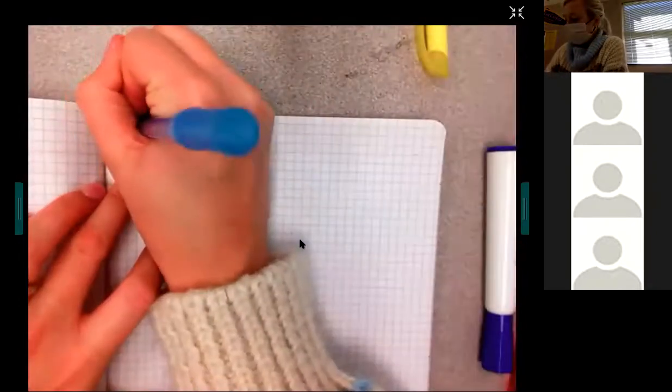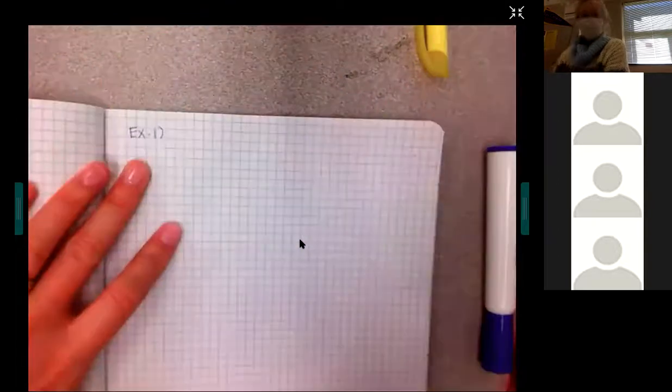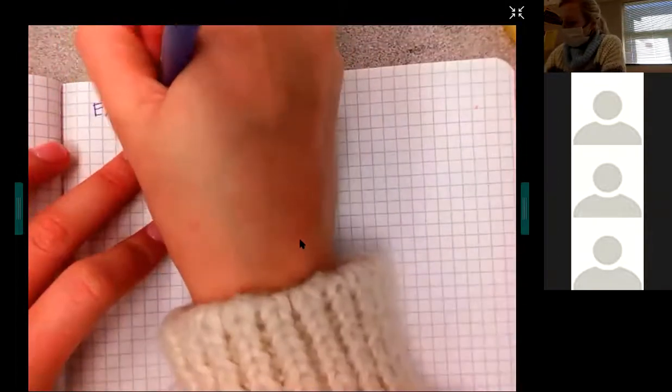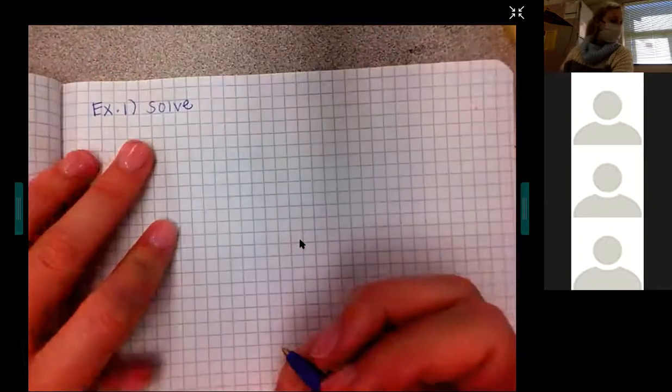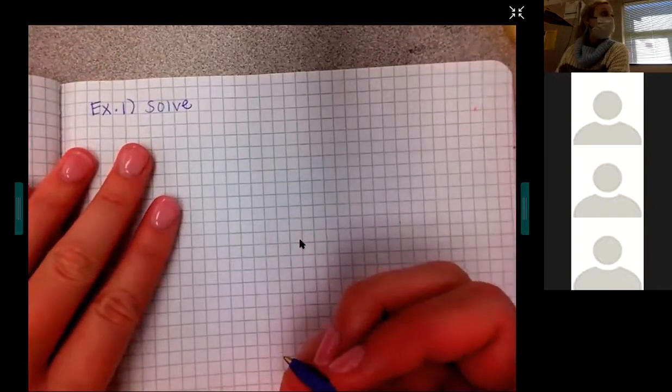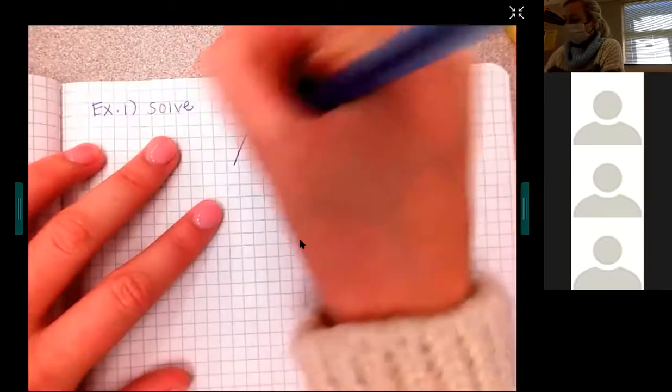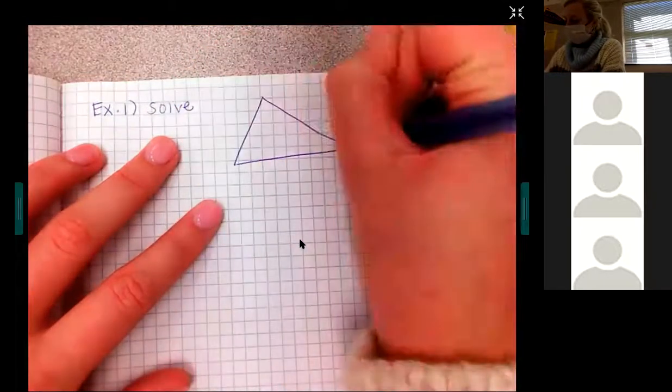So example 1, we want to solve this triangle. I'm going to give you a picture for the first one and then you'll have to draw the picture for the second. Sound good? Great. I love talking to myself. Fantastic.